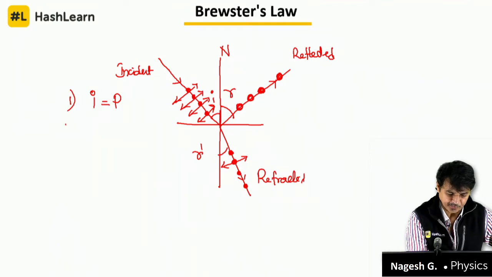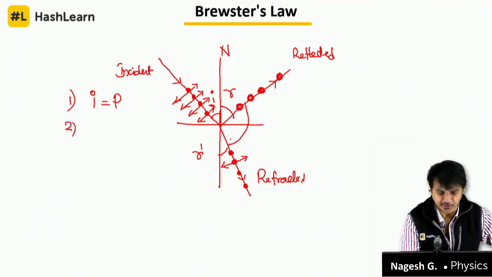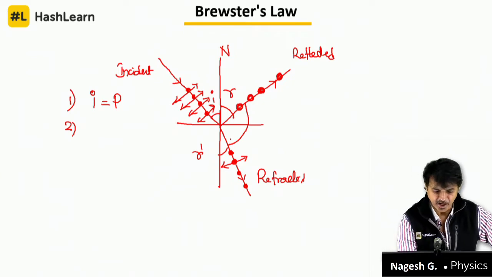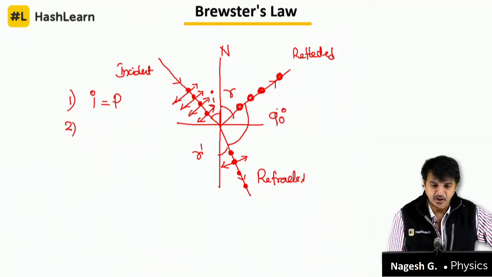At an angle of incidence equal to the angle of polarization, the angle between the reflected light and refracted light will be equal to 90 degrees. So in the figure I mentioned that the angle between the reflected beam and the refracted beam will be equal to 90 degrees.